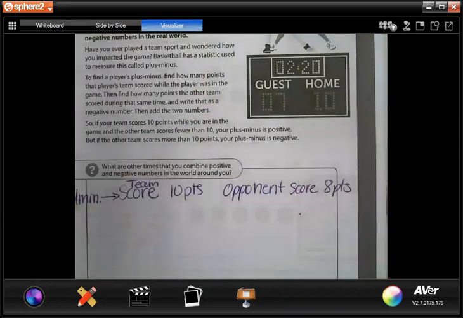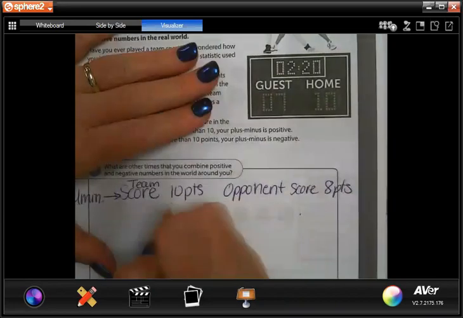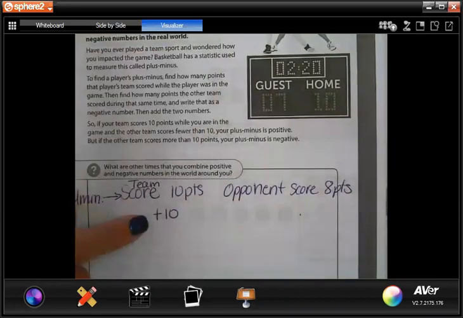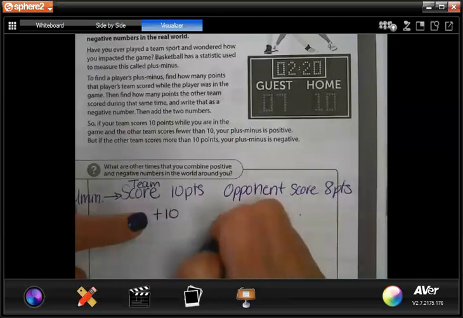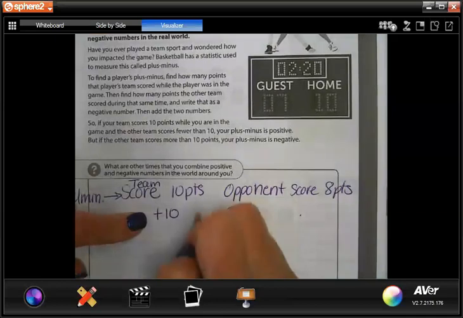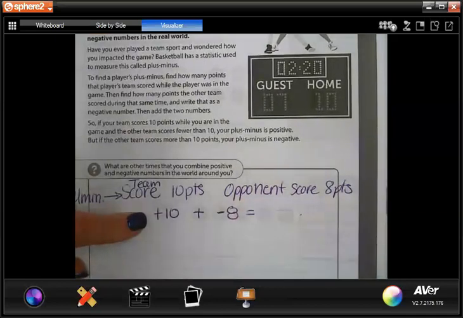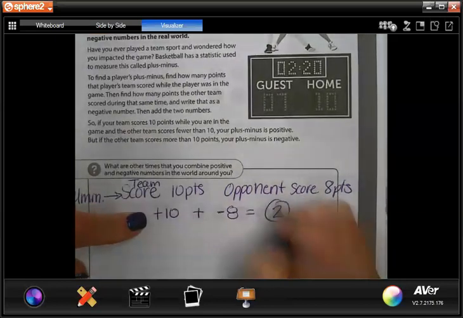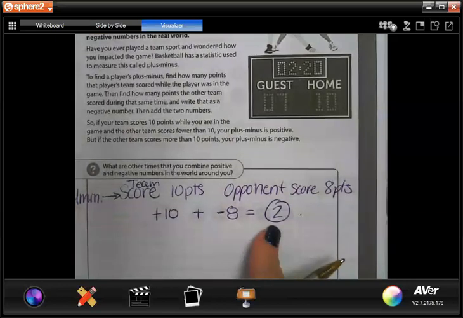To find out if you have a positive or a negative plus minus score, you know this is a positive 10 because that's how much your team scored while you were there, but your opponent scored 8 points, so that's a negative 8. If you add these together, your answer comes out to be 2. So therefore, you had a positive impact when you were out on the court.